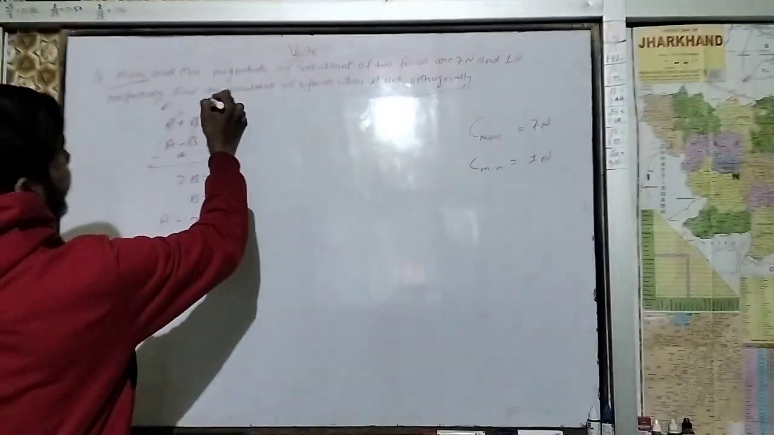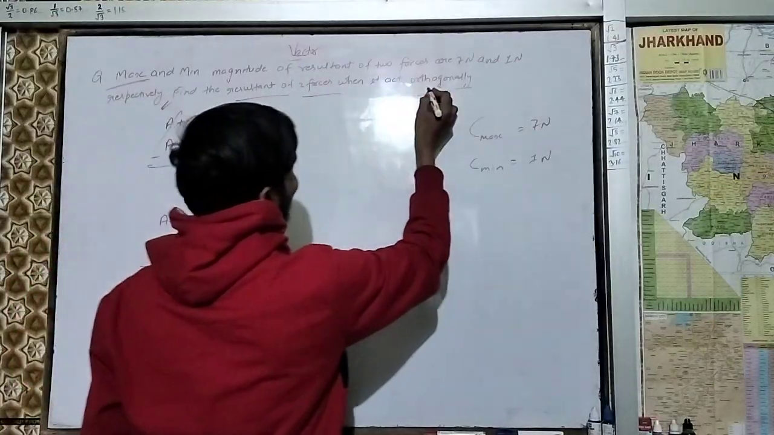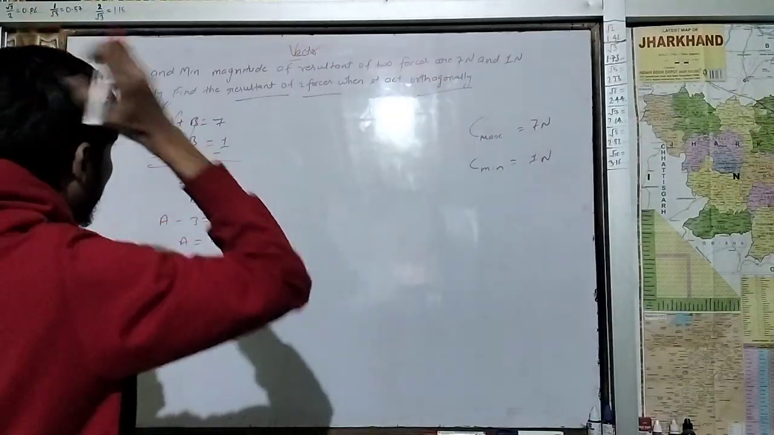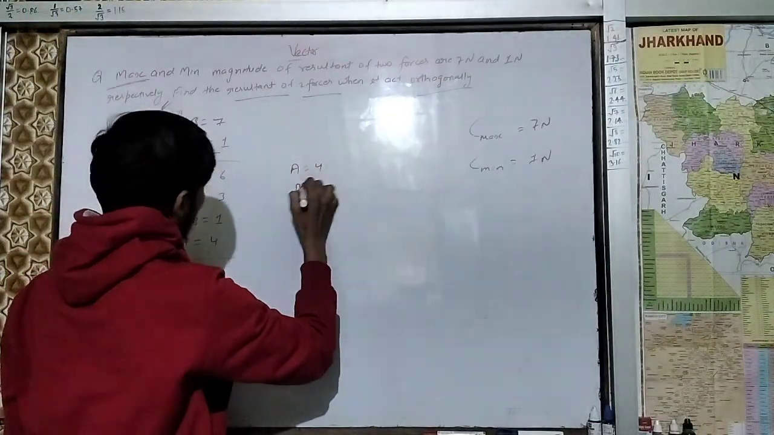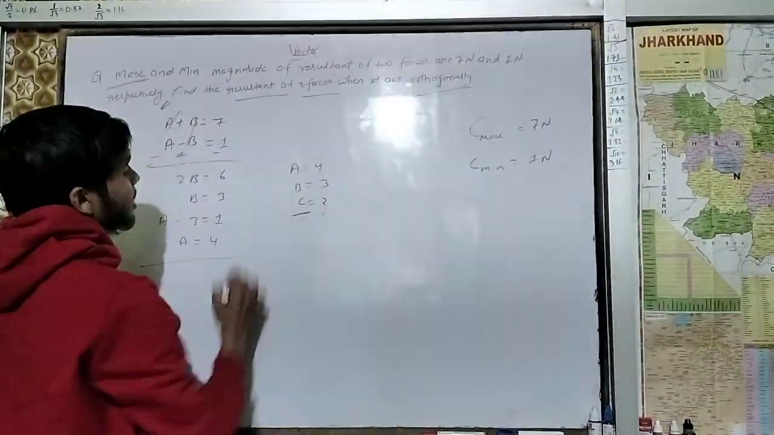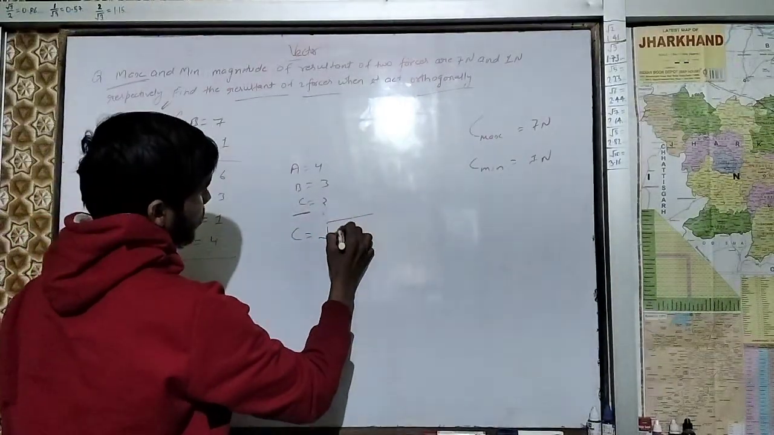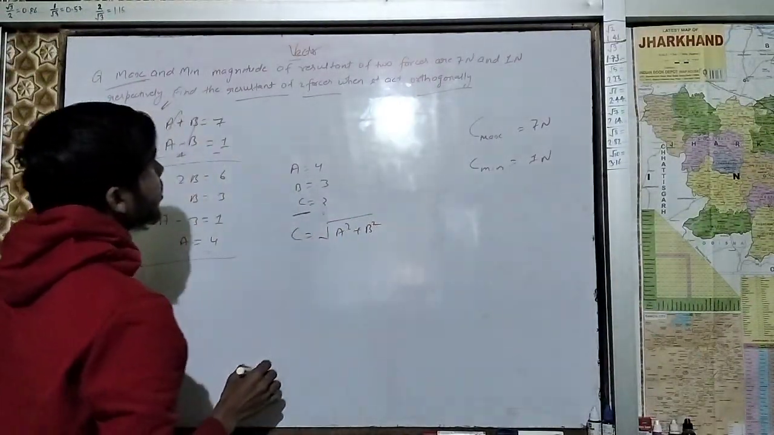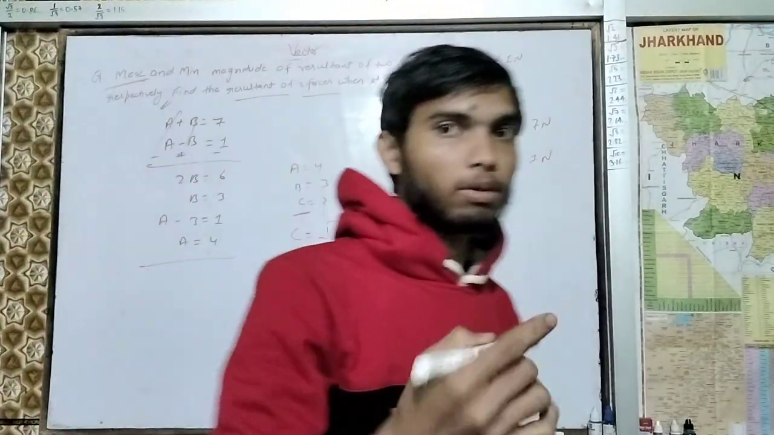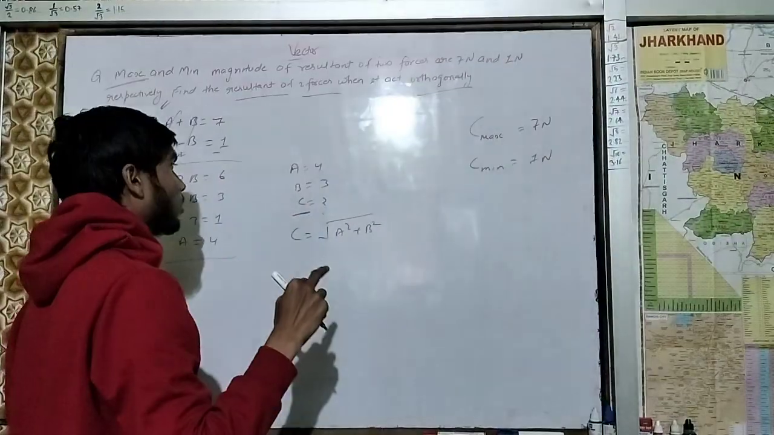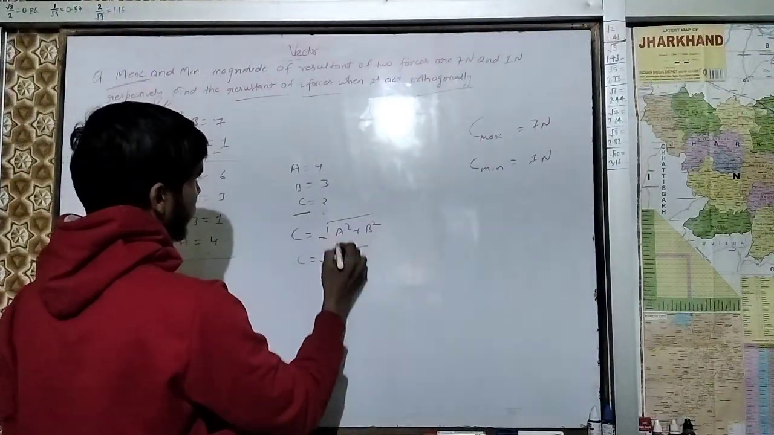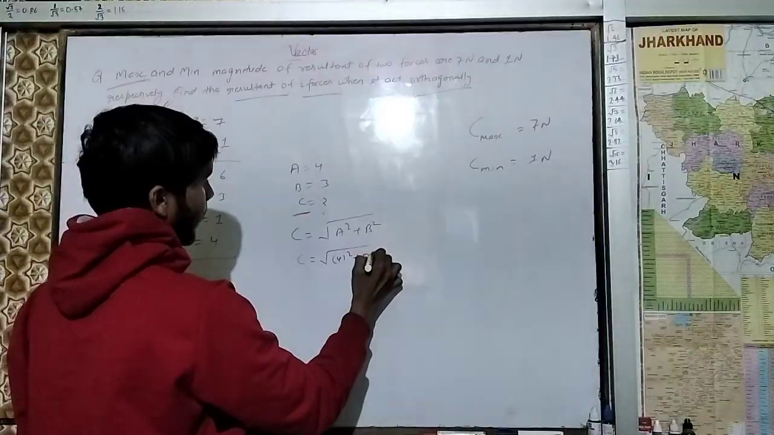Now find the resultant of two forces when they act orthogonally, which means perpendicularly. Can we say that a is 4, b is 3? So c will be what? The magnitude of the resultant is equal to the square root of a square plus b square plus 2ab cos 90. Cos 90 is 0.